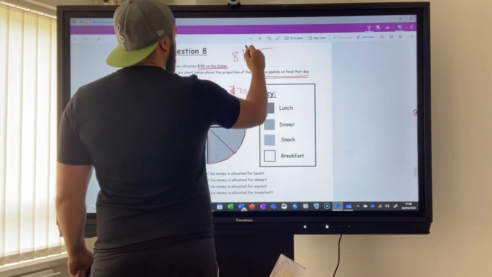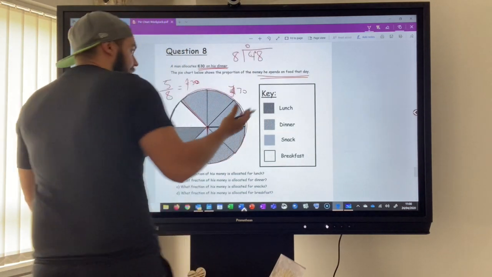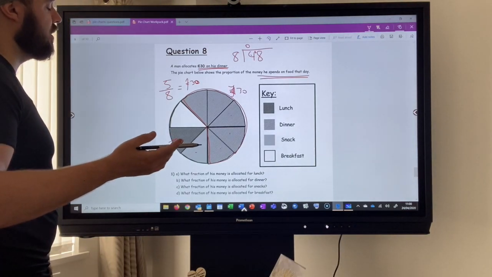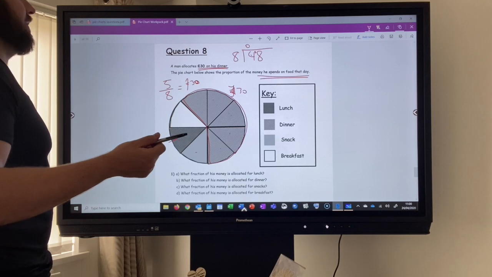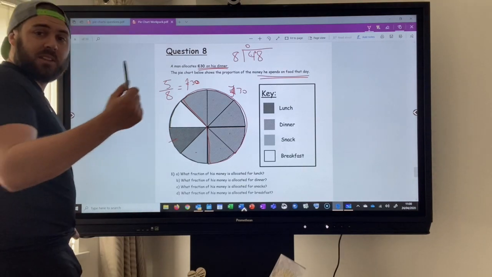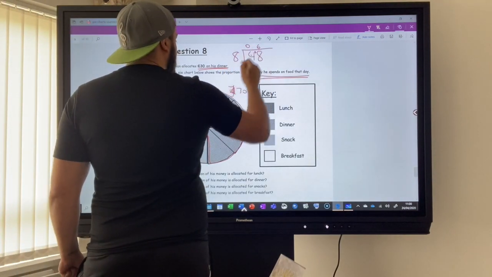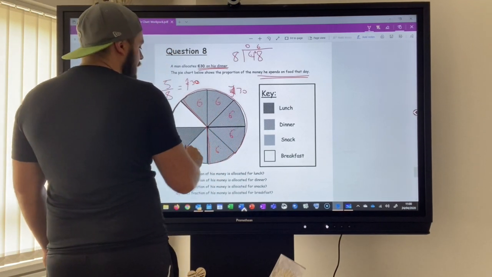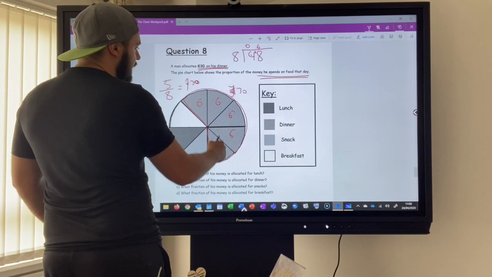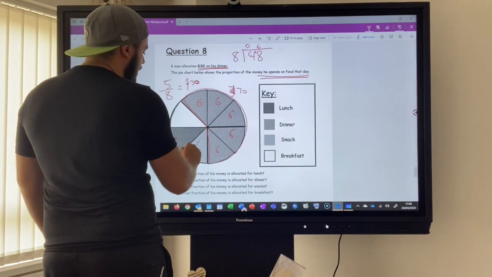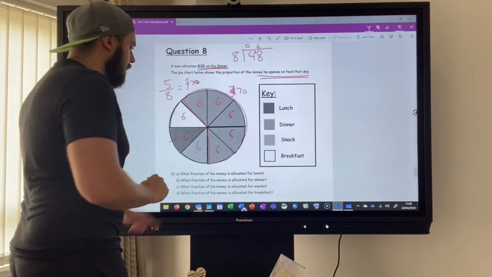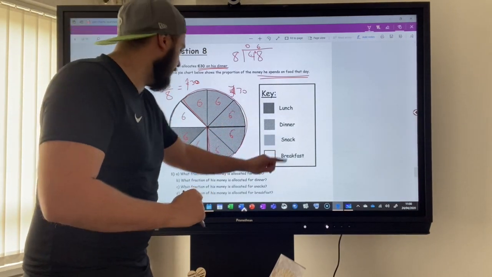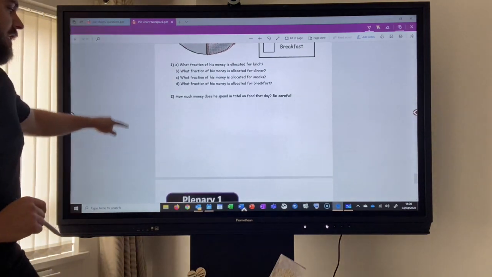8 go into 4, does not go. Carry 48. We want to do 8 times tables. 5/8 is 40, 6/8 is 48. That's 6. So that should be £6, £6, £6, £6, £6. 5 times 6 is 30. That checks out. That's £6, that's £6, and that's £6. Which means £6 on snacks, £6 on lunch, and £6 on breakfast. And that is exactly the question it asks you.